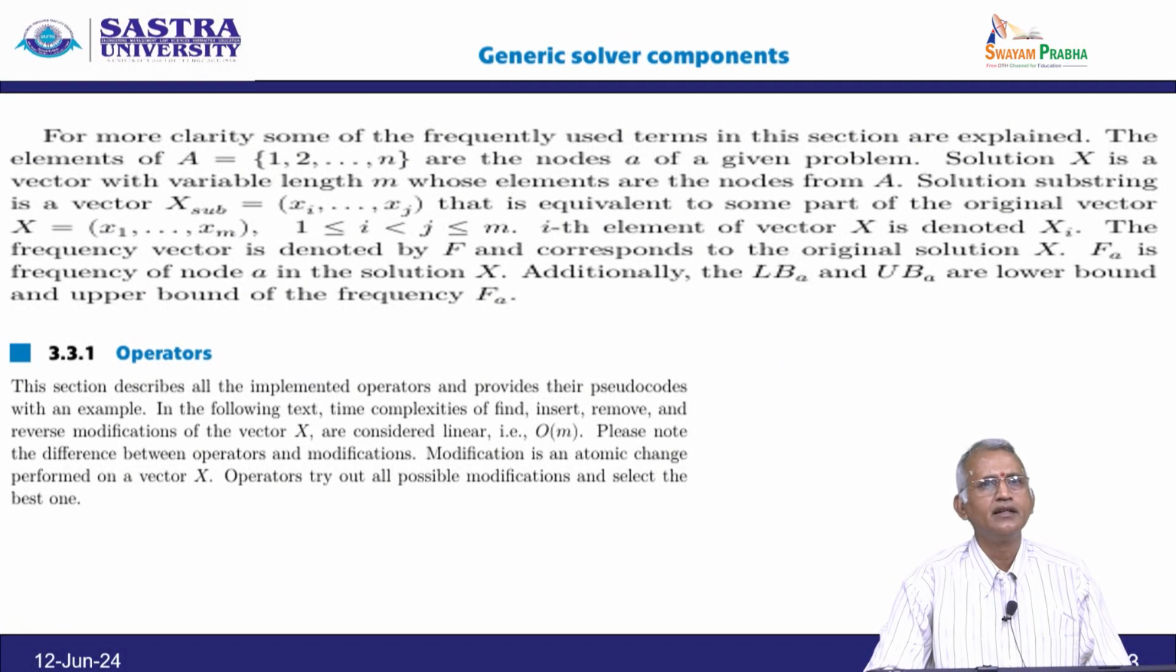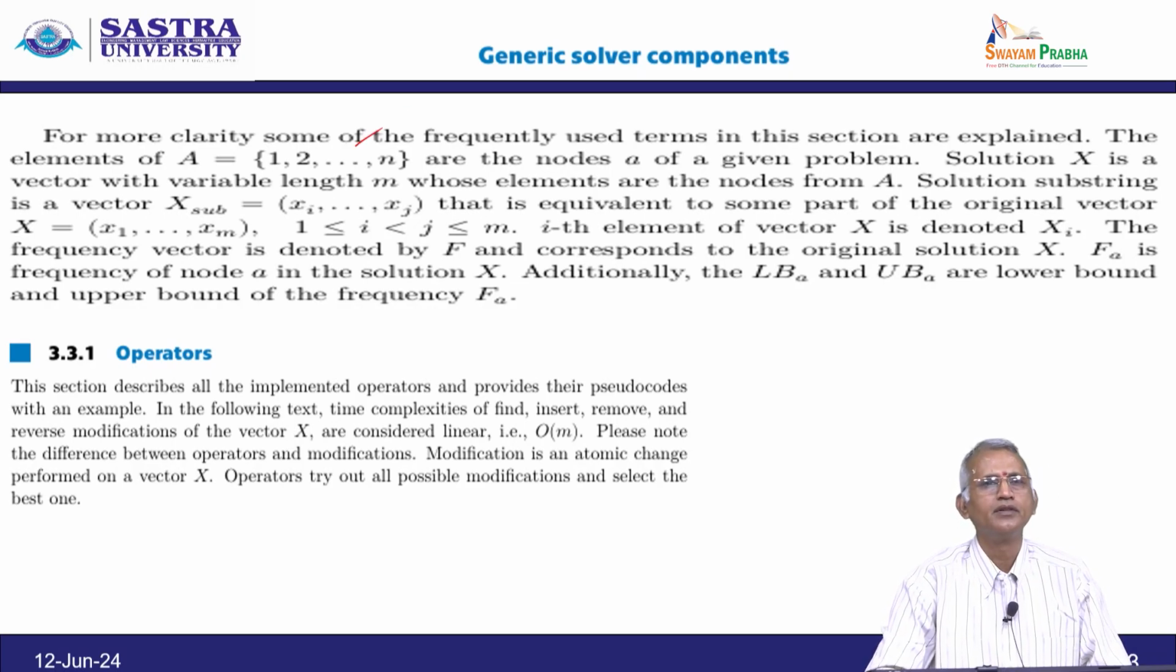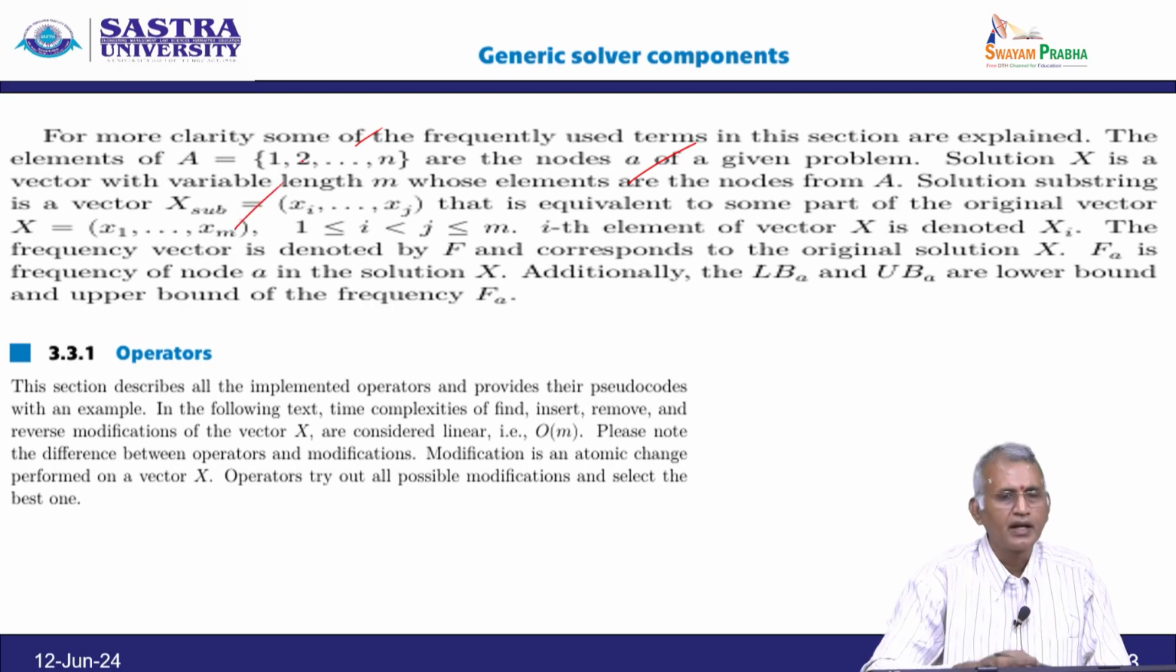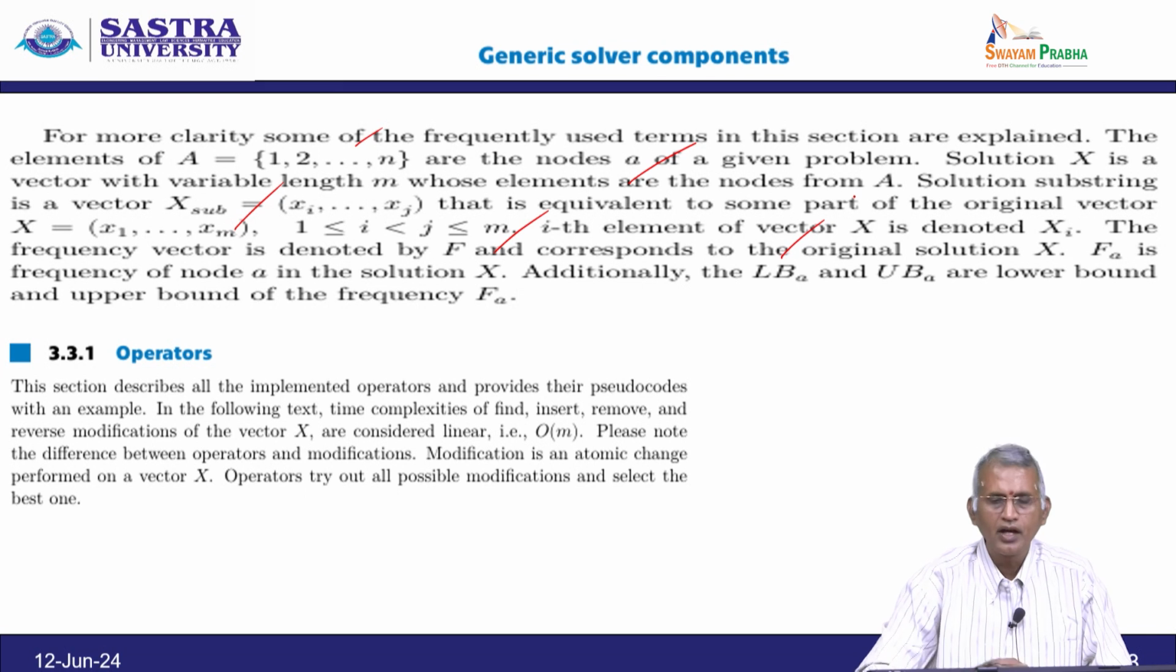For more clarity, some of the frequently used terms in this section are explained. The element a varies from 1 to n, or the nodes A of the given problem. Solution x is a vector with a variable length m whose elements are the nodes from A. A solution substring is a vector x_i to x_j, that is, some part of the original vector x_1 to x_m, where i and j vary from 1 to m, and the ith element of x is denoted x_i. The frequency vector is denoted by f and corresponds to the original solution x; f_a is the frequency of node a in solution x. Additionally, the lower bound and upper bound apply to the frequency f_a.